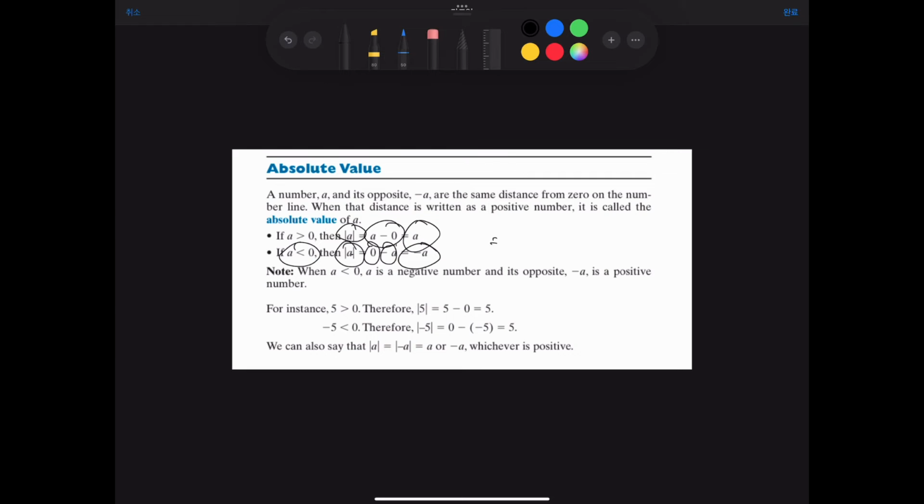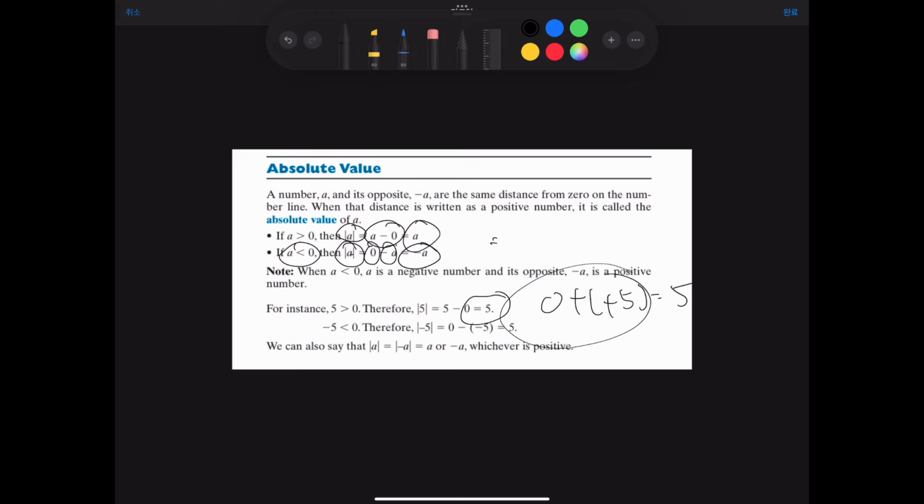So let's say, for instance, 5 was greater than 0. Therefore, the absolute value of 5 would equal 5 minus 0, which in the end results in 5. And let's say negative 5 was less than 0, and it was in the absolute value parentheses, it would be 0 minus negative 5, which would result in 5, because if two negatives are stuck together, then it results in a positive number.